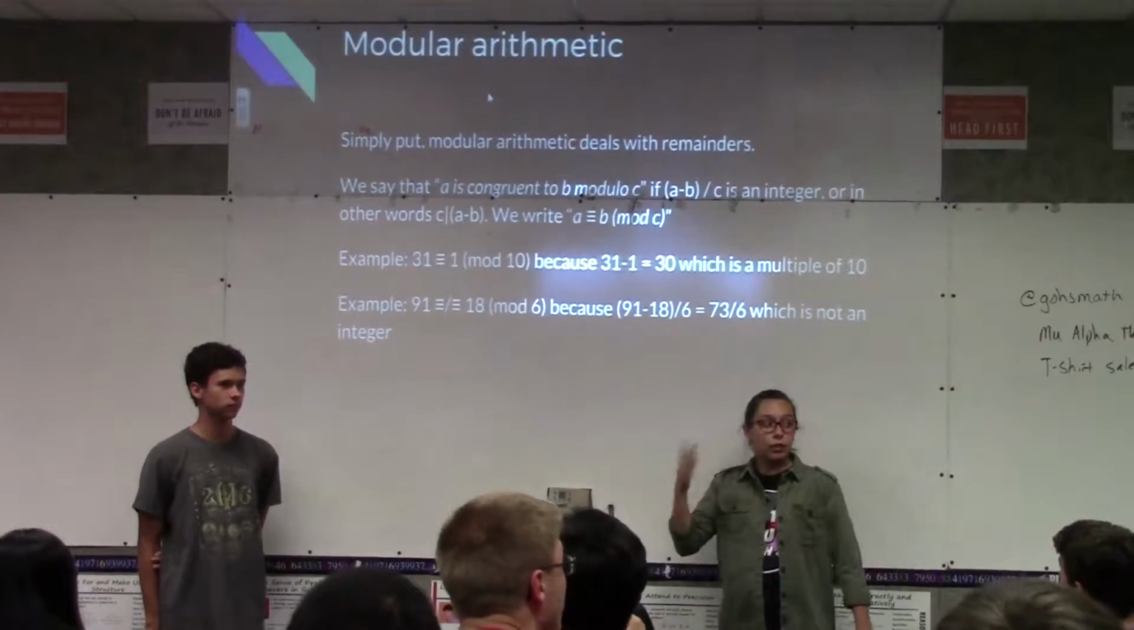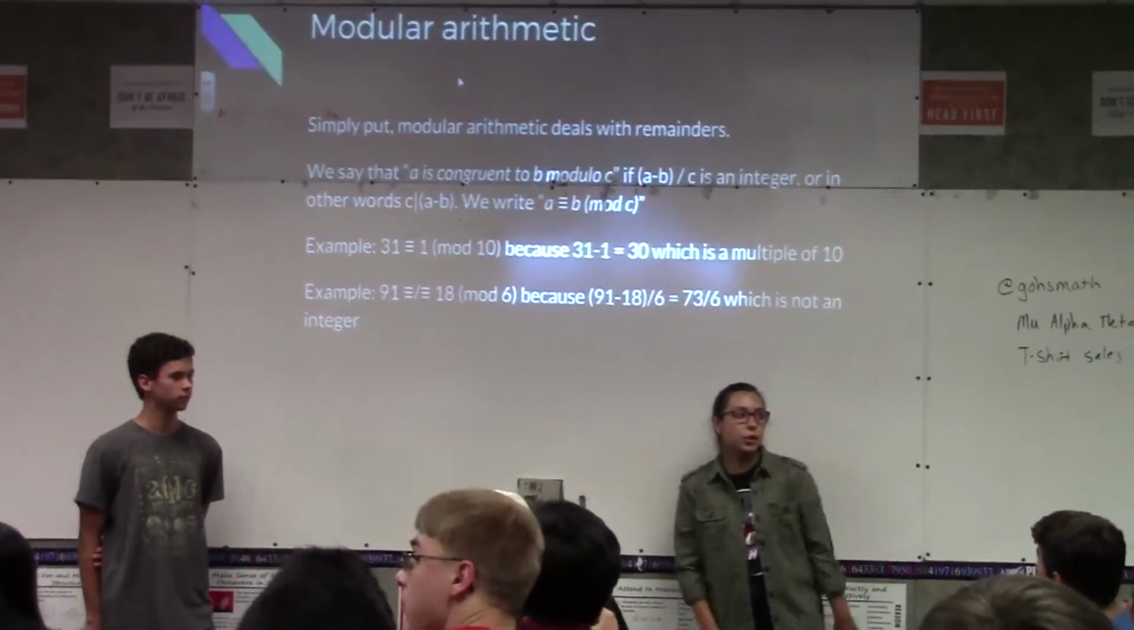If you want to say 31 is congruent to 1 modulo 10, that's because 31 minus 1 is 30, and we know that it's a multiple of 10, because 10 times 3 is 30, so that works. But you can't say 91 is congruent to 18 modulo 6, because 91 minus 18 is 73, and divided by 6, that's not an integer.